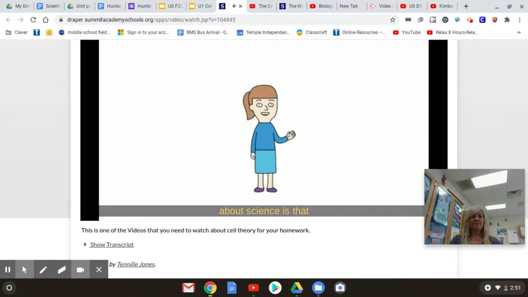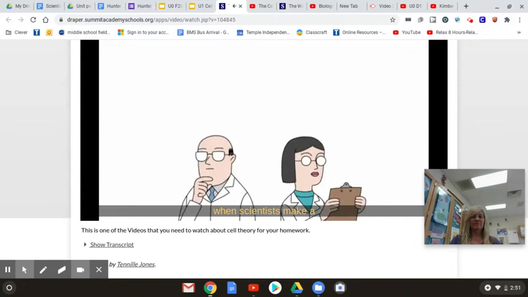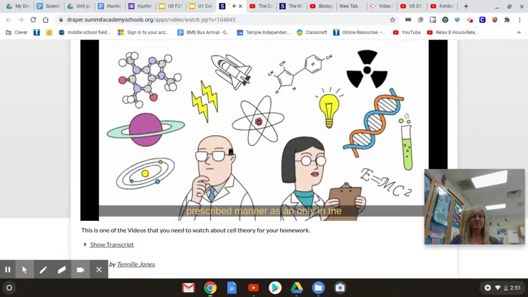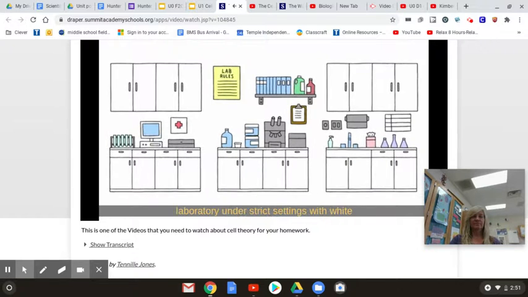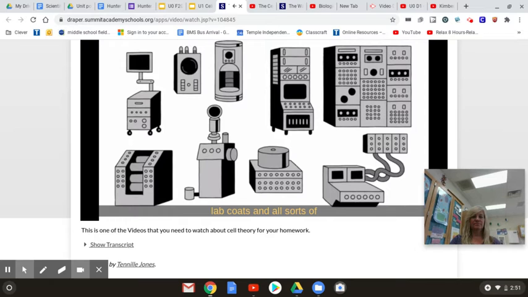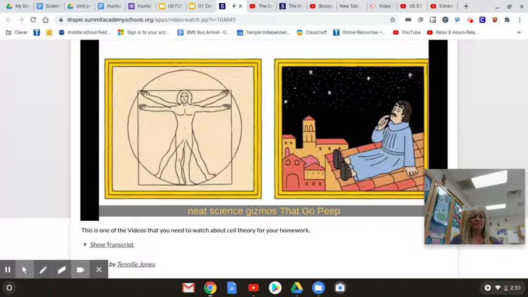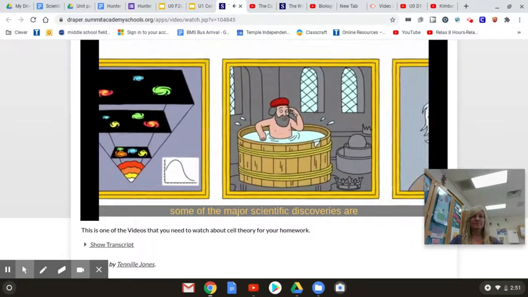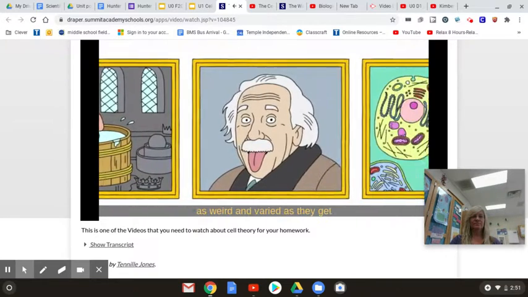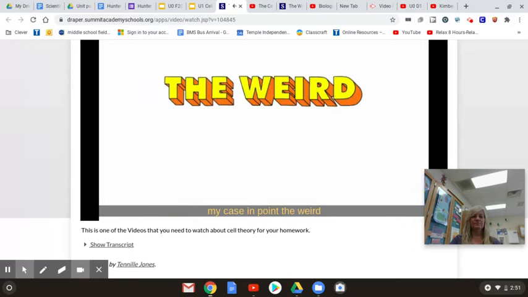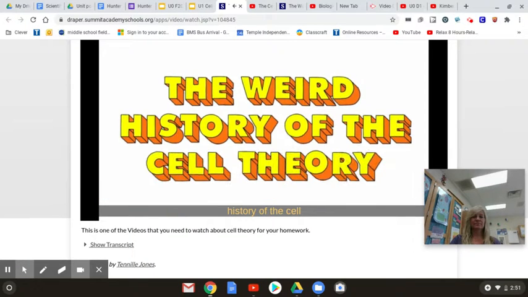One of the great things about science is that when scientists make a discovery, it's not always in a prescribed manner, as in only in a laboratory under strict settings with white lab coats and all sorts of neat science gizmos that go beep. In reality, the events and people involved in some of the major scientific discoveries are as weird and varied as they get. My case in point, the weird history of the cell theory.